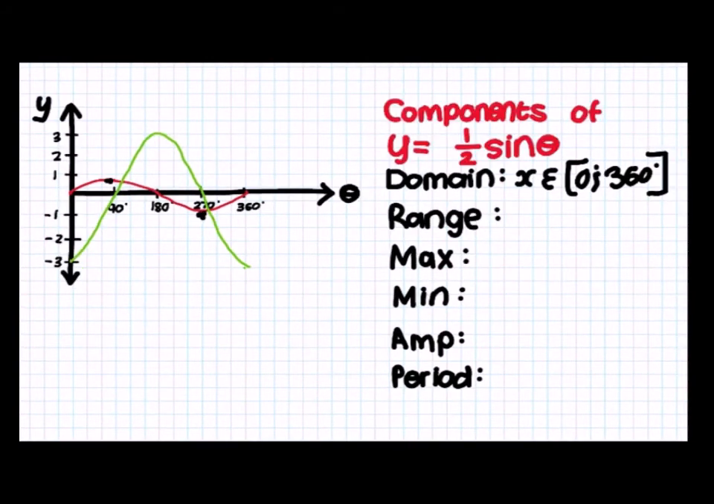Next, we can look at the components of y equals a half sine theta. So as given in the question, the domain ranges from 0 to 360, so it stays exactly the same for this question. The range is what's going to change.